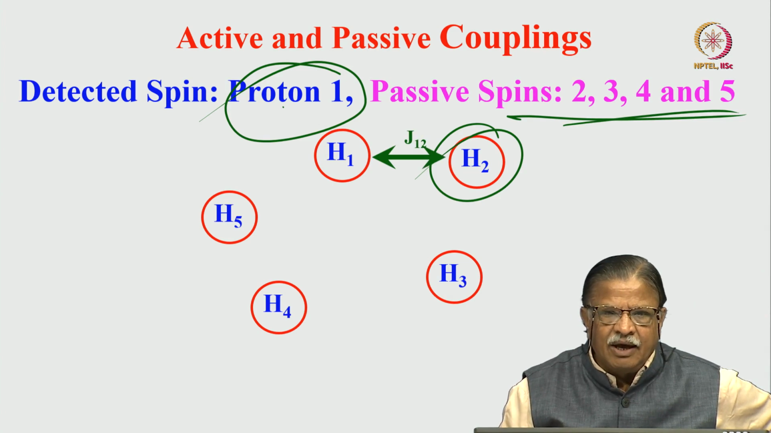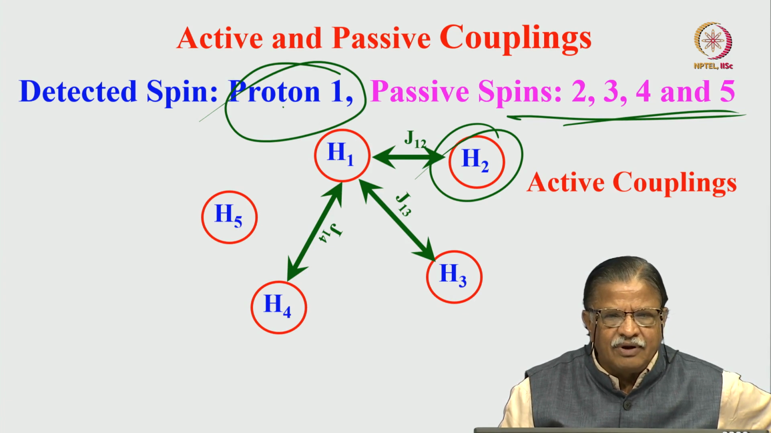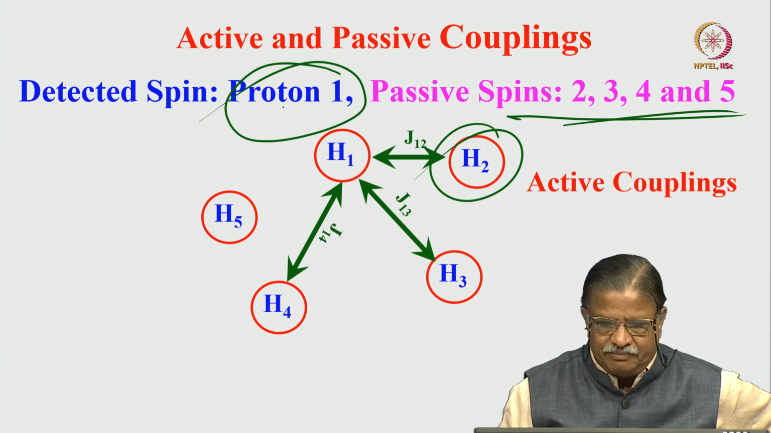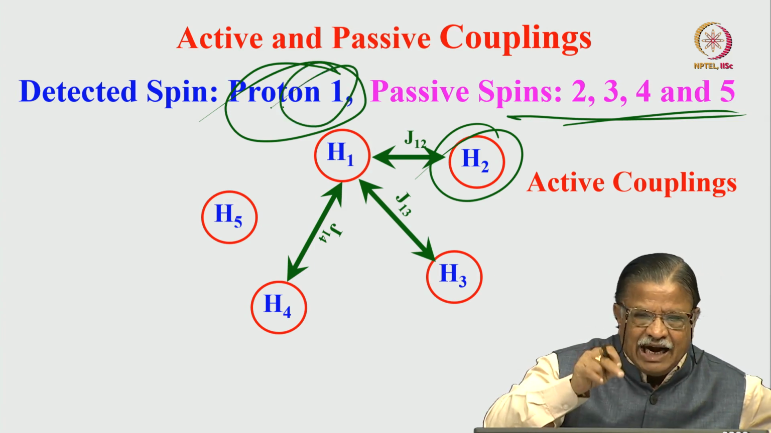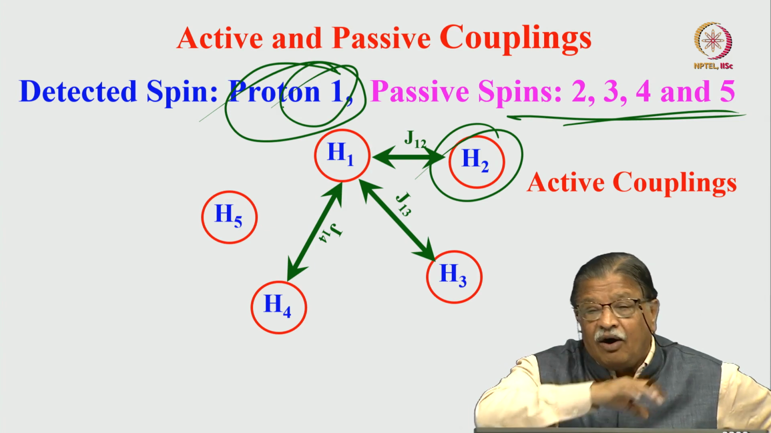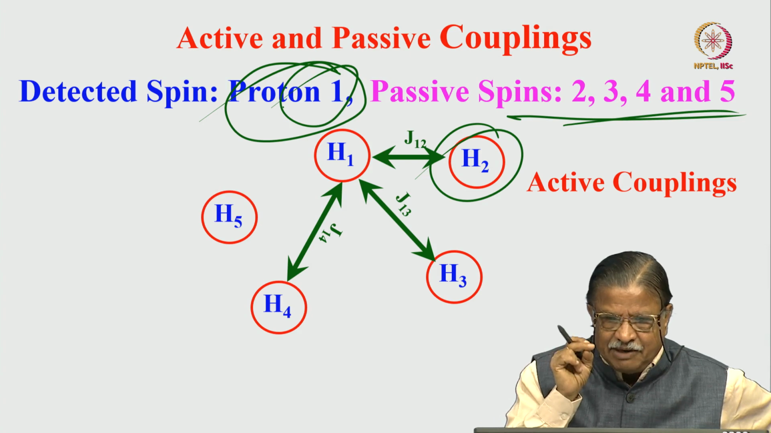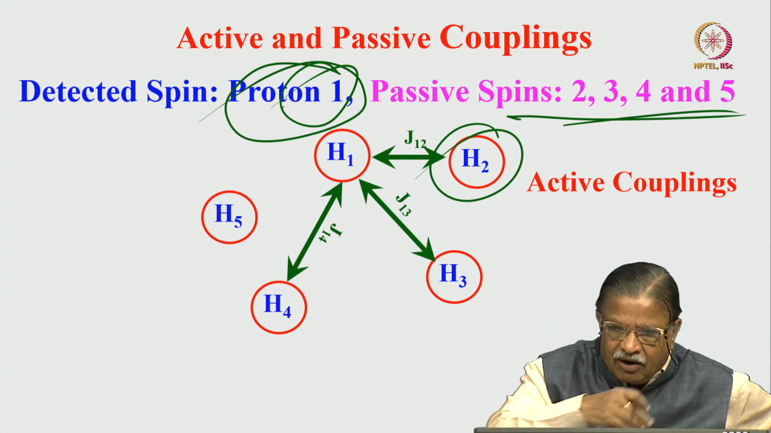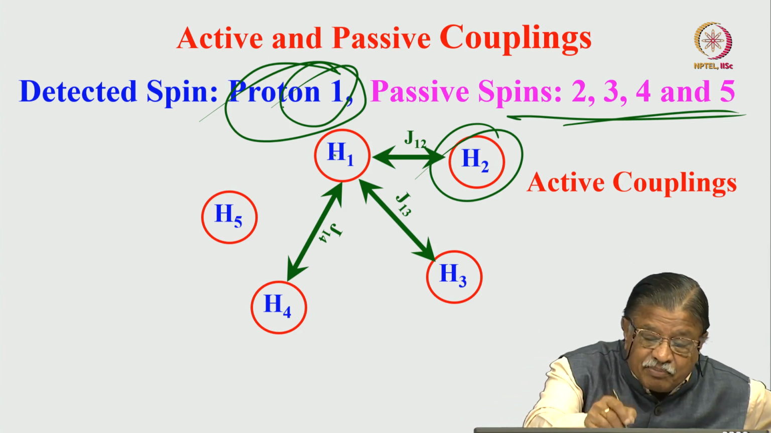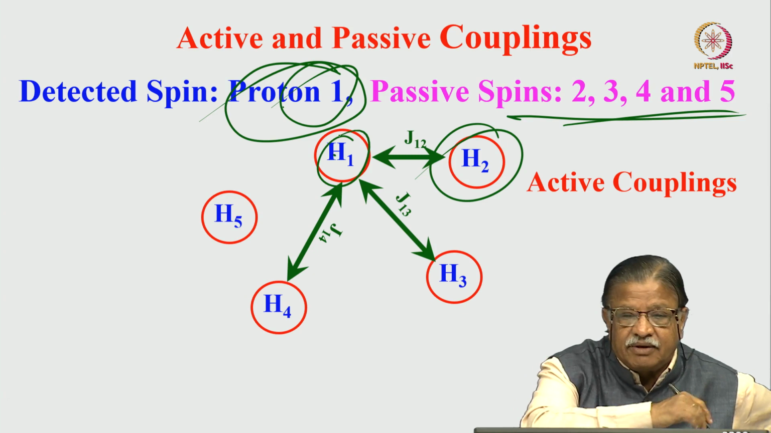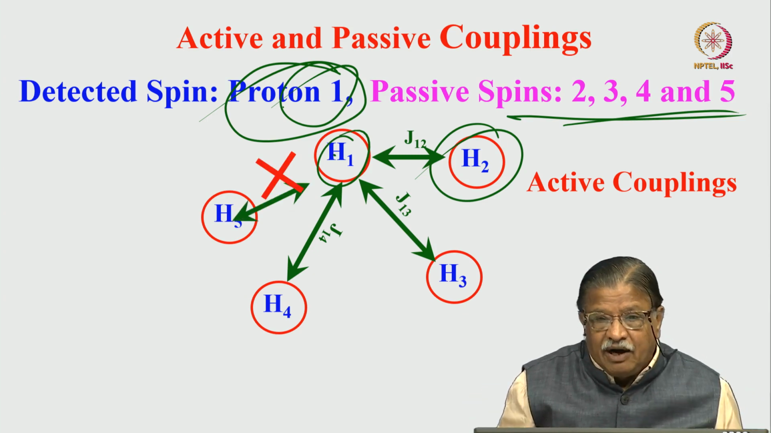Now what will happen? 1 can couple to 2, 1 can couple to 3, 4, and they are called active couplings. The coupling of the active spin, the proton 1 which we are detecting, with all the passive spins is called active coupling. Remember the statement: coupling of the active spin with all the passive spins are called active couplings, which you are going to see at the site of proton 1. And for that matter, one coupling may be 0, it may not exist, it does not matter.